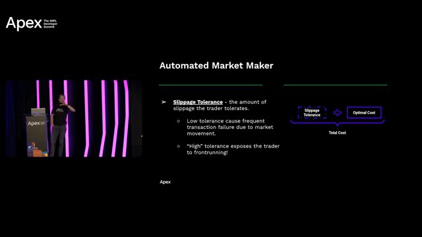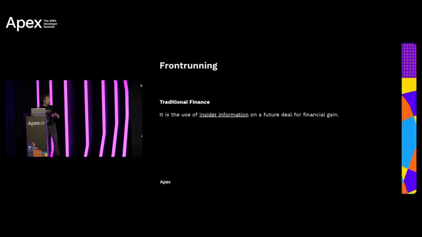So if we set our slippage tolerance very, very low, well, then we can expect our transactions to fail, like I mentioned, due to natural market movement. However, the moment we introduce slippage tolerance, we expose ourselves to front-running. So what is front-running? Well, front-running comes from traditional finance, and it is the use of insider information on a future deal for financial gain.